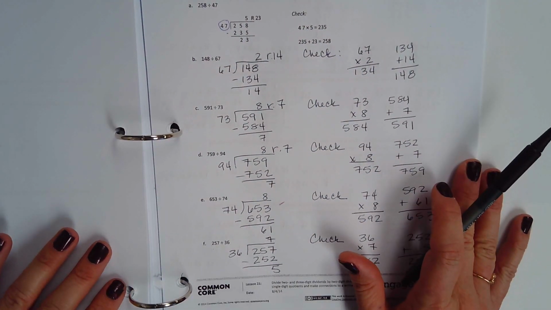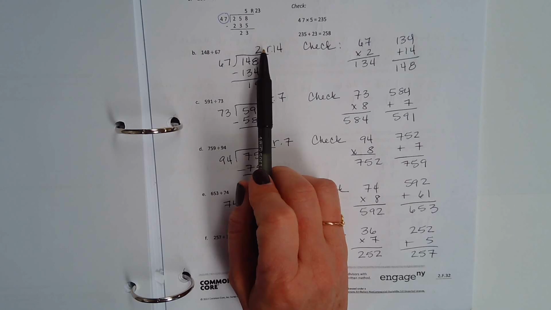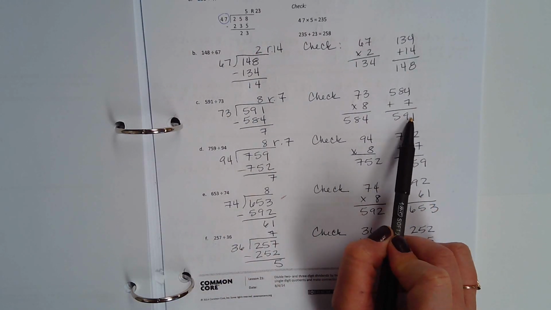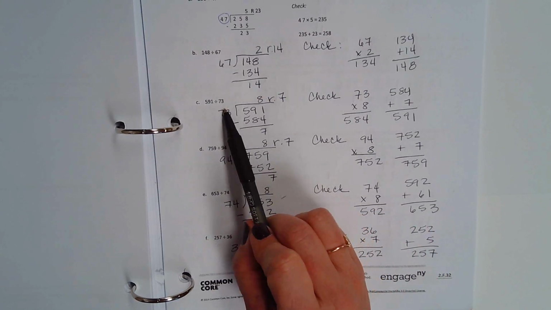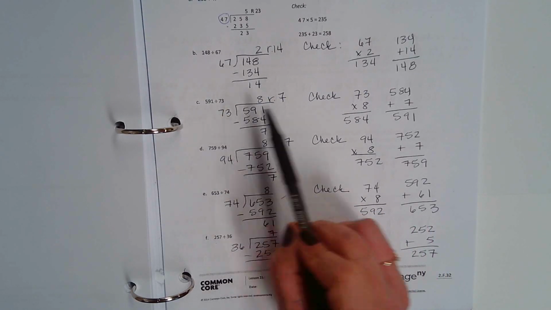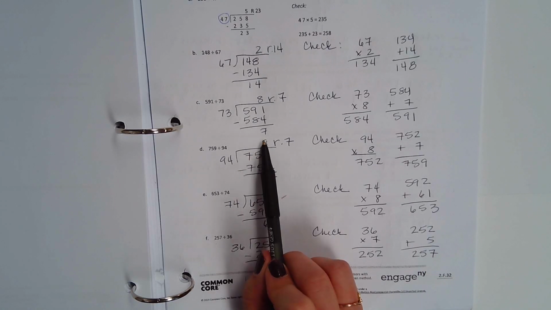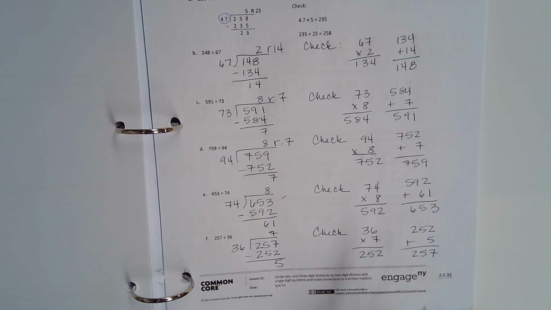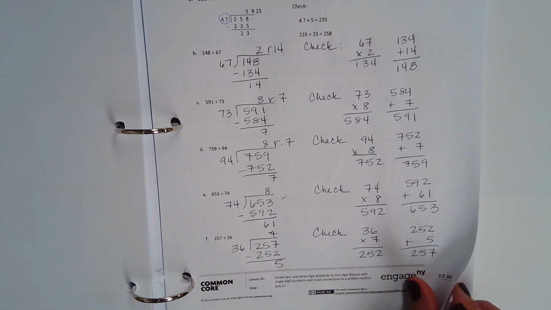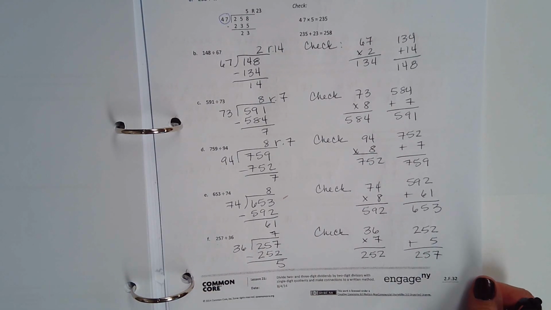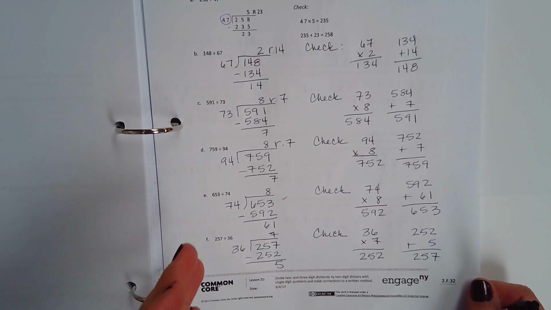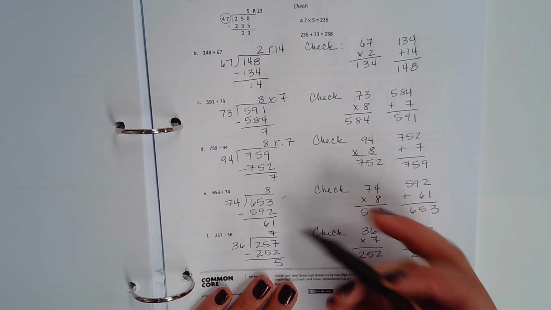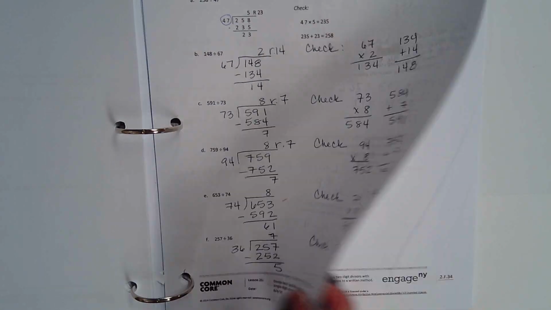So let's go through the debrief really quick. You're going to divide and check. You have to multiply the quotient and the divisor and then add the remainder. Divide, check, divide, check, divide, check. All right, check your work. See if you have any mistakes. And really and truly, you should not have any mistakes because by checking, you're guaranteeing that your division is correct.